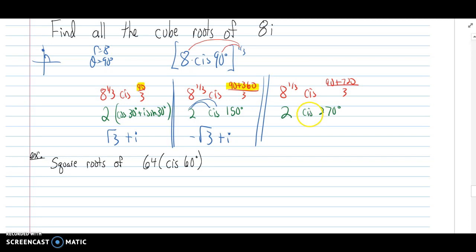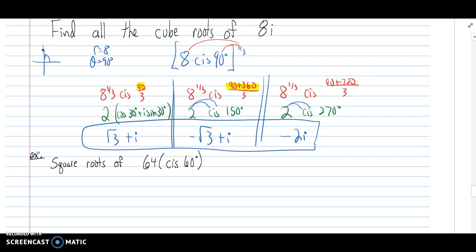The cosine of 270 is 0. The sine of 270 is negative 1, so 2 times negative 1I gives us negative 2I, and those are our 3 answers. Those are the 3 cube roots of 8I.